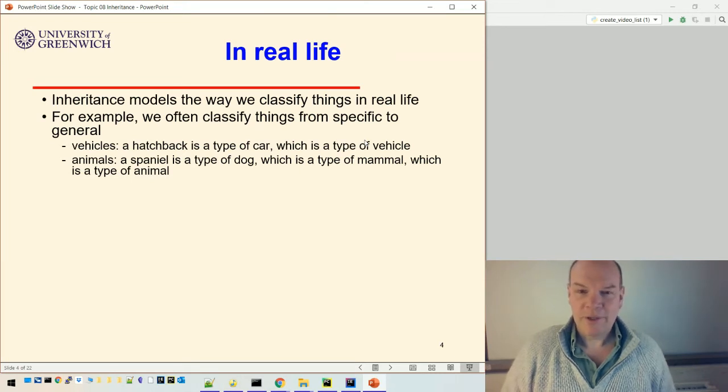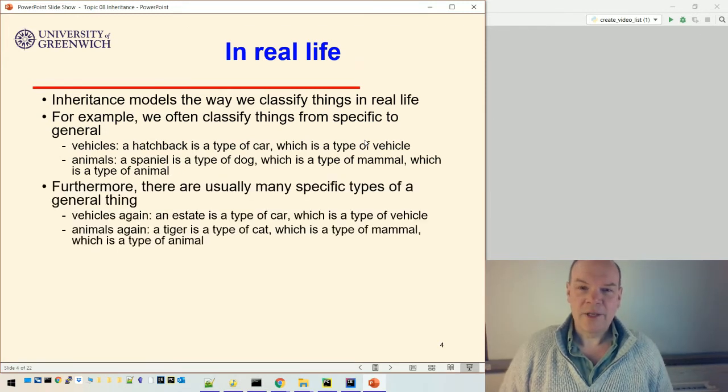And I'm sure you can think of lots of other examples where we take this idea of having something that's specific and then generalize it, or perhaps the other way, we start with something that's general, an animal, and then think about specific types of that thing. So specific types of that animal. And usually there's many specific types of one general thing.